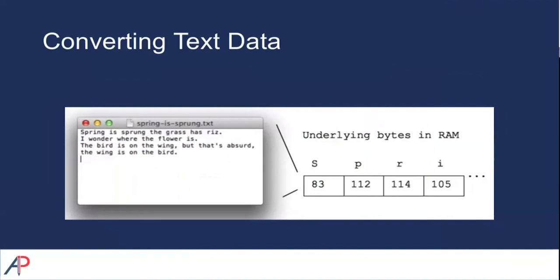And we can see, for example, the character S is not actually S. It's actually 83. The character P is not actually P. It's not stored as the value P. It's actually stored as the value 112. So this is something for you guys to just think about for now.